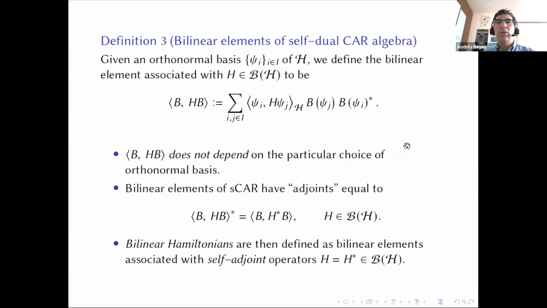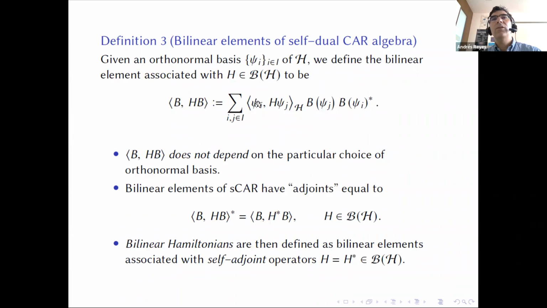Now, once we have our operators and we want to define Hamiltonians in this setting, which we can think of as second quantized versions of one-particle Hamiltonians, let us consider a bounded self-adjoint operator H.